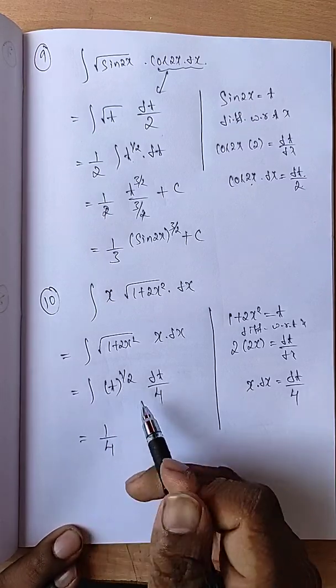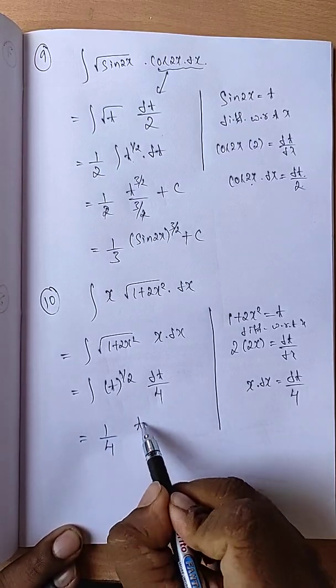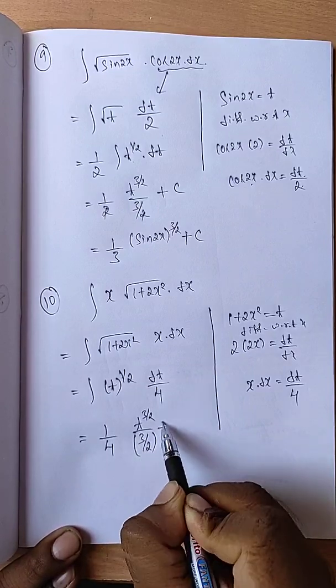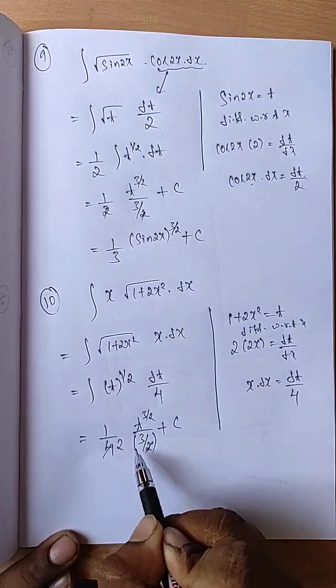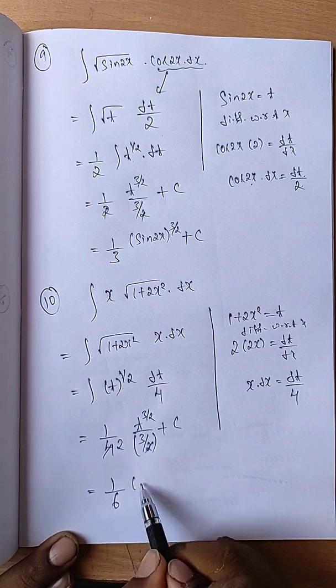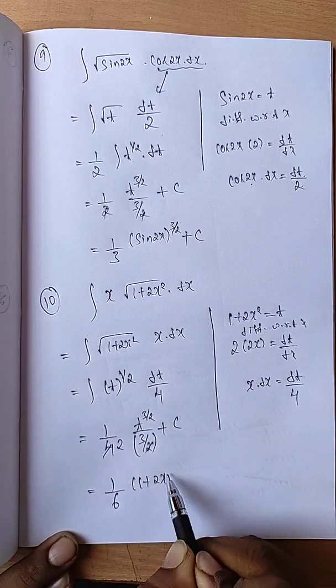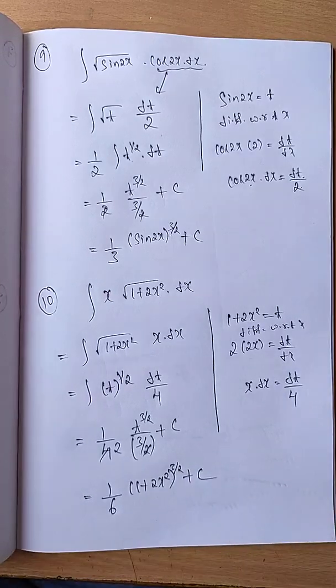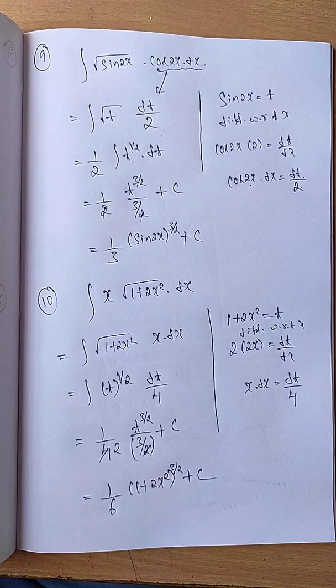What is the integration of t to the power of 1 by 2? The integration of t to the power of 1 by 2 is t to the power of 3 by 2 by 3 by 2 plus c. Here 2 2s are 4, 3 2s are 6, so 1 by 6. What is t? 1 plus 2x square to the power of 3 by 2 plus c. Is it clear? Is it okay?